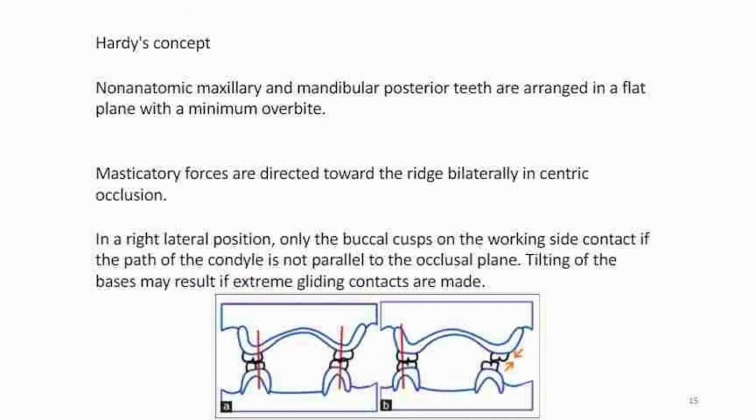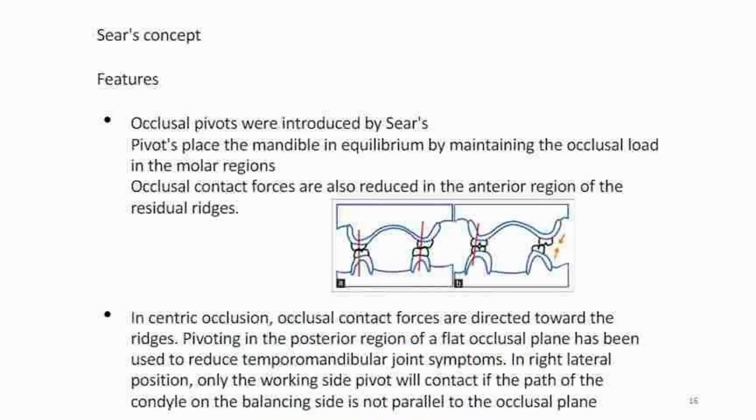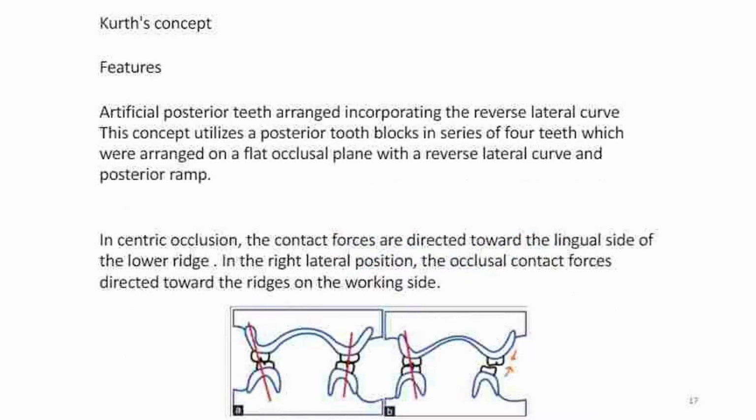Hardy's concept felt use of non-anatomic maxillary and mandibular posterior teeth that should be arranged in a flat plane with minimum overbite so that the masticatory forces are directed towards the ridge bilaterally in centric occlusion. Sears' concept was that occlusal pivots were introduced by him, and he felt that to place the mandible in equilibrium while maintaining the occlusal load in the molar area. According to him, the occlusal contact forces are also reduced in the anterior region of the residual ridges.